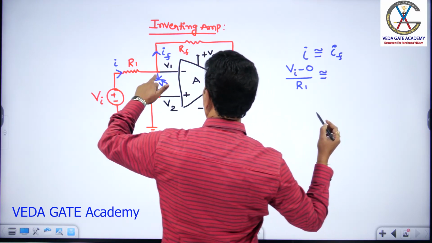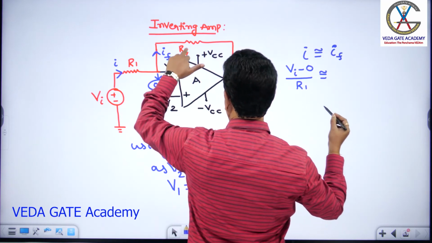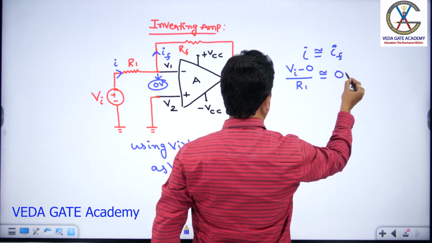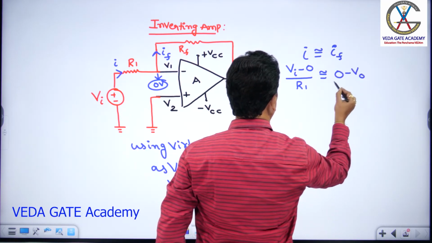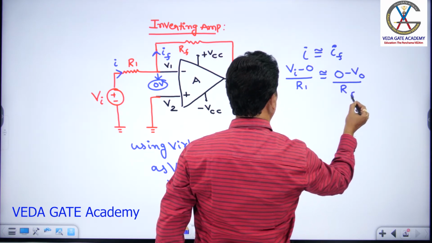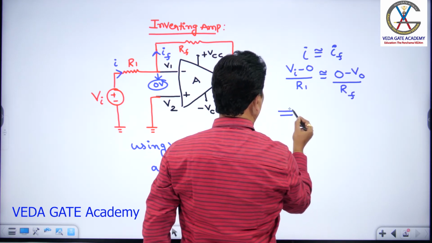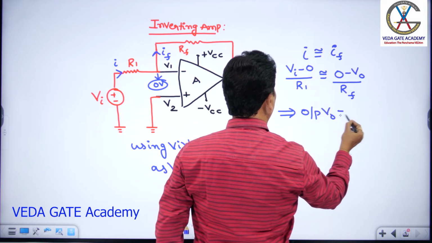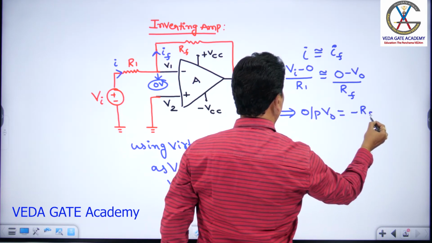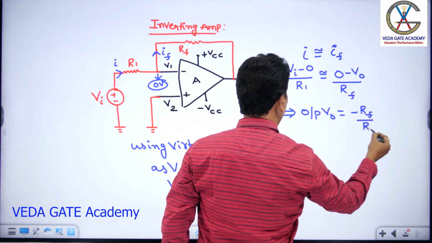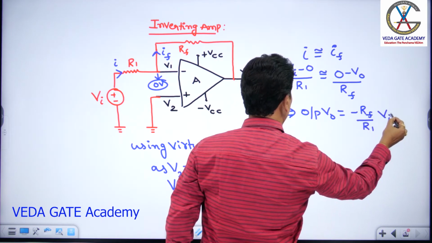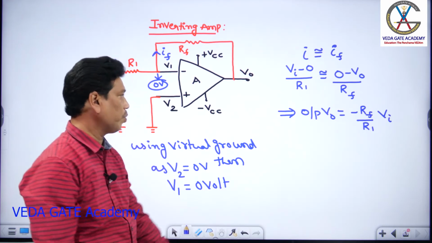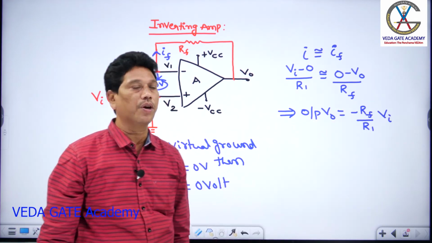And this is nothing but 0, the other node is V0, the resistance is RF, so you can write 0 minus V0 by RF. So this implies the output V0 is minus RF by R1 into Vi. So this is the output V0, equal to minus RF by R1 into Vi.